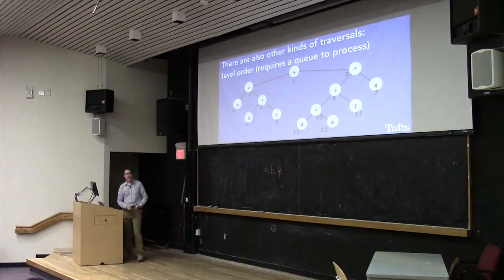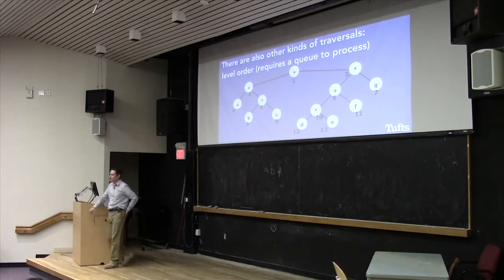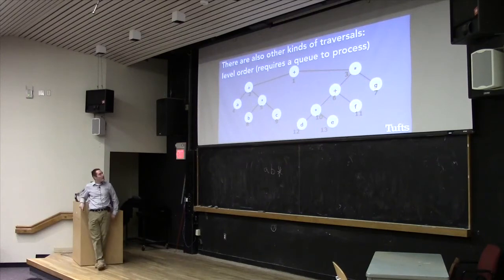There's another kind of traversal. Now, this one's kind of cool. This one is called a level order traversal, which means it goes level by level. It's going to go this one, then level 2, this one and this one. Then level 3, this one, this one, this one, this one. Then level 4, this one, this one, this one, this one. Then level 5, this one and this one.